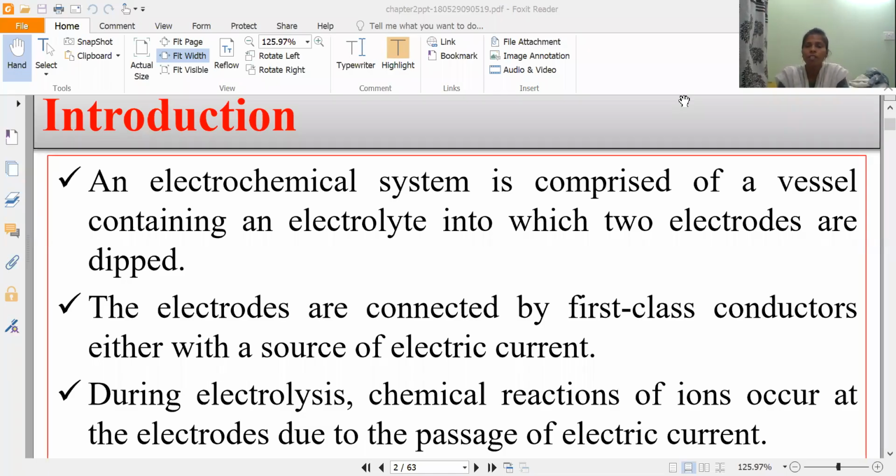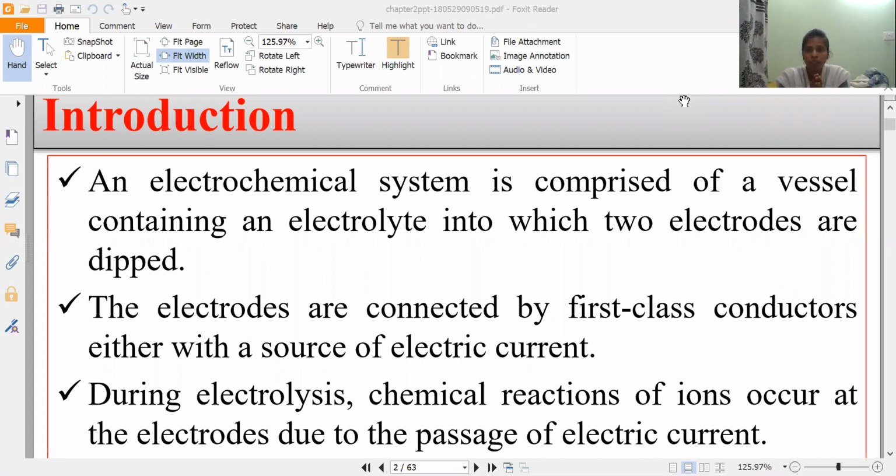Very good afternoon, students. In the previous session, we have seen the basic introduction of electrochemistry, that is electromotive force, redox reactions, and electrode potential, standard electrode potential. Today, I'm going to explain to you the types of cells, types of electrochemical cells.